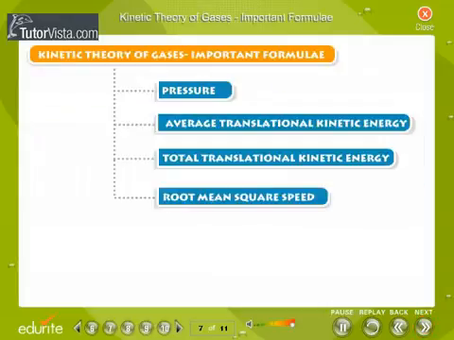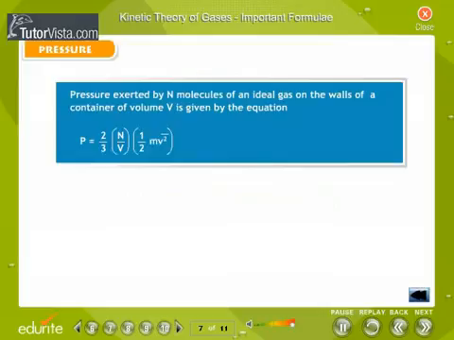Kinetic theory of gases. Important formulae. Click on each link. Pressure. Pressure exerted by N molecules of an ideal gas on the walls of a container of volume V is given by the equation, where small v is the velocity of molecules.